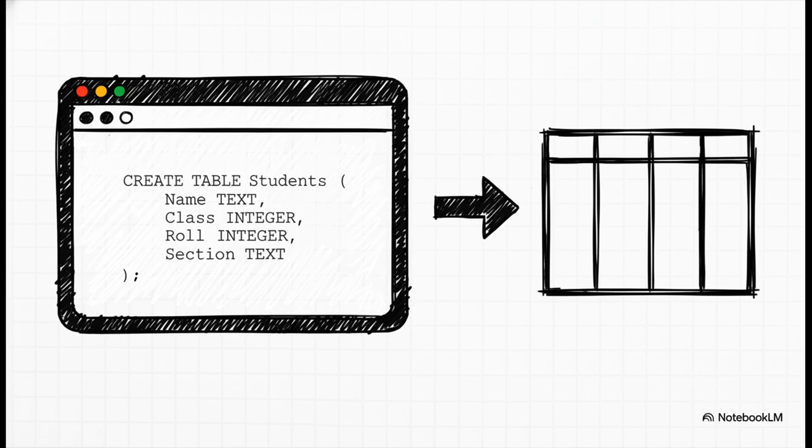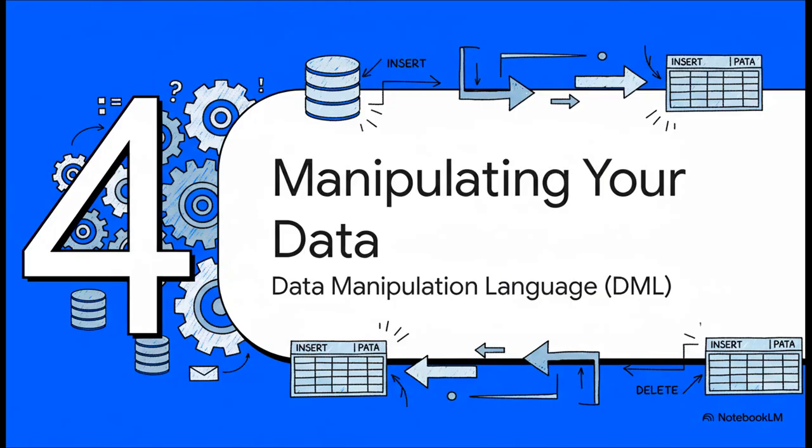So putting all of that together, here's what it looks like in the real world. We're creating a table called students, and it has 4 columns: name, which is text, class and roll, which are numbers, and section, which is also text. And boom, with just the simple command, we've built our very first totally empty container for data. Okay, so an empty table isn't very useful, is it? Now it's time to actually put some information inside. This is where we start manipulating the data.